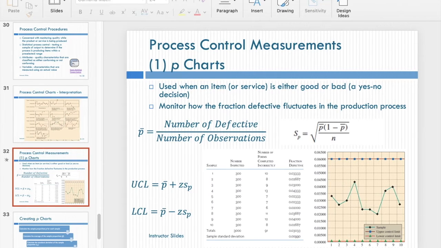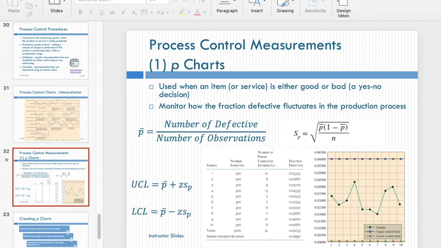Okay, so based on the equation that I just mentioned, you can clearly figure out the UCL, upper control limit, and lower control limit. Once you figure out the upper control limit, you can build up this line. In this example, you can double verify it. The UCL is 0.06, and LCL is, I think here, 0.